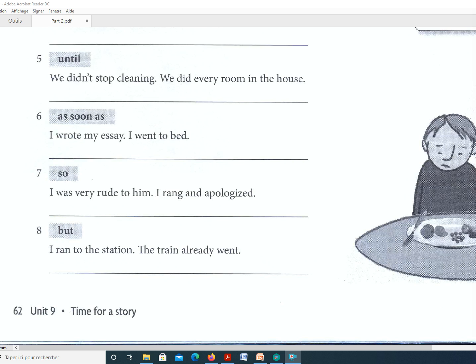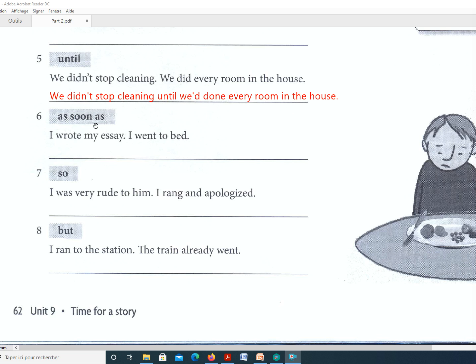Number 5, using until. We didn't stop cleaning, we did every room in the house. So the action of doing every room comes first and then stop cleaning, right? So we didn't stop cleaning until we'd done every room in the house. We'd done or we had done. Okay, the verb to do in the past participle, we use done.